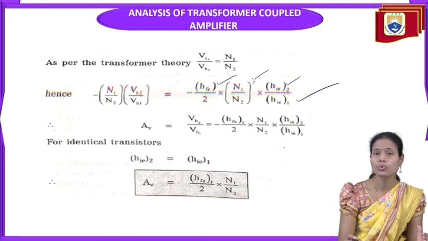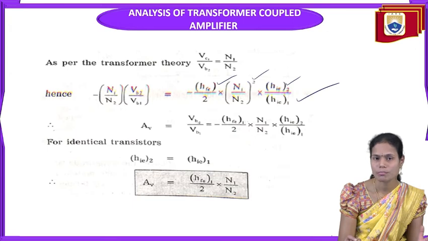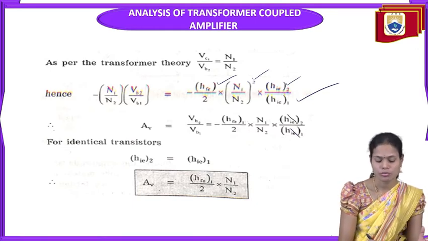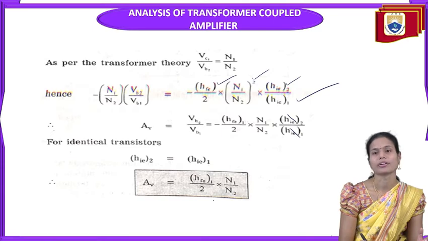Suppose we take two identical transistors, meaning the input impedances of the two identical transistors are equal. If these two are equal, these two terms will get cancelled. So the final voltage gain is hfe1 by 2 into N1 by N2.